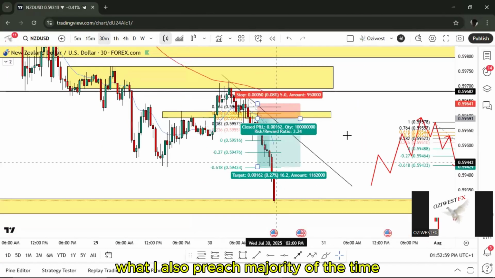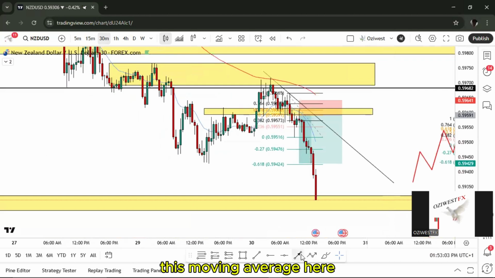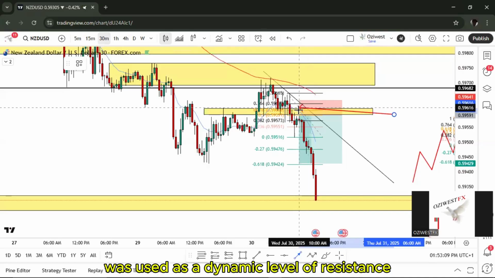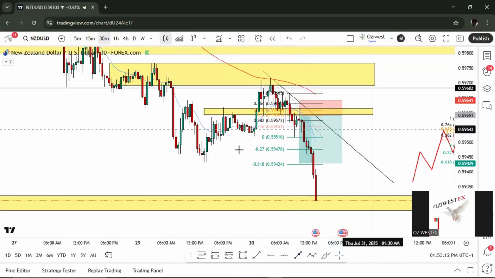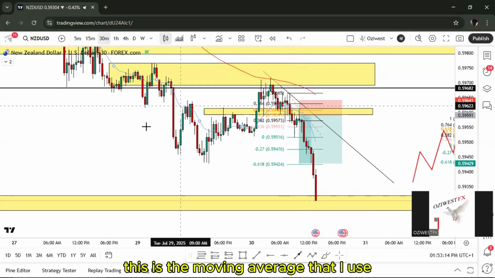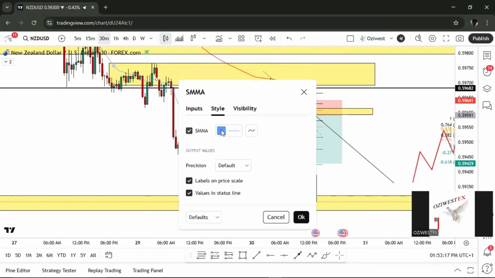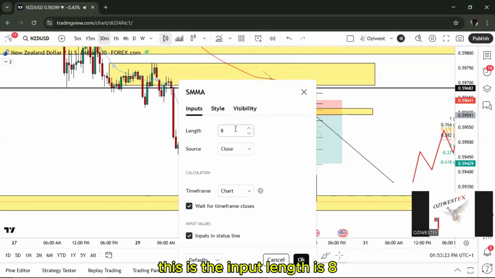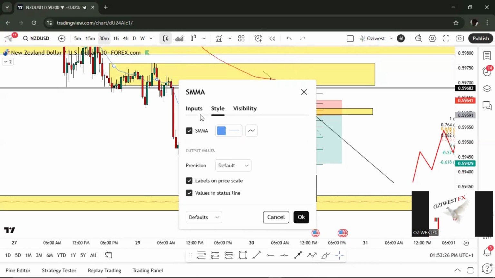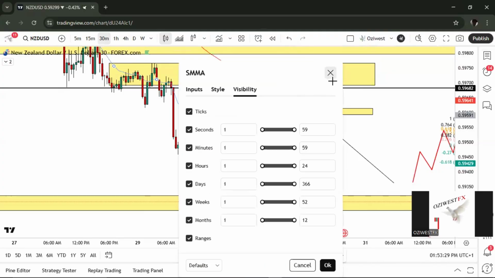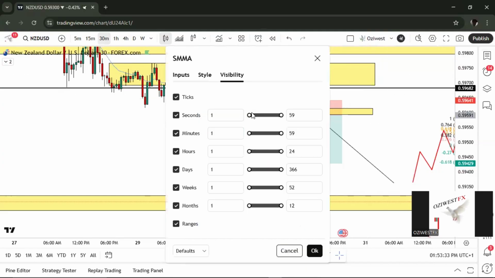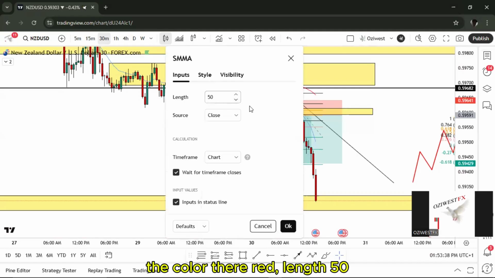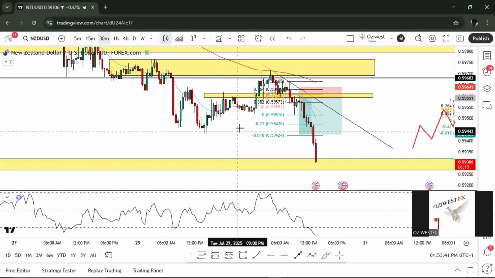And as you guys can see, what I also preach the majority of the time, this moving average here was used as a dynamic level of resistance. So this is my setting. This is the moving average that I use, the SMMA. This is the color. This is the input. Length is 8. Nothing crazy. Then for the red one, this is the color there, red. Length 50. It's still the same SMMA.